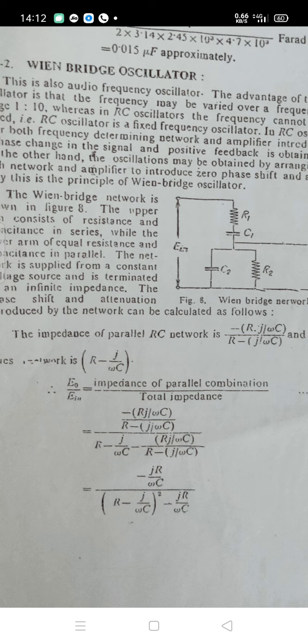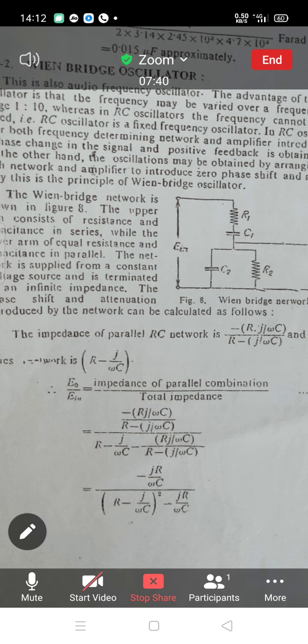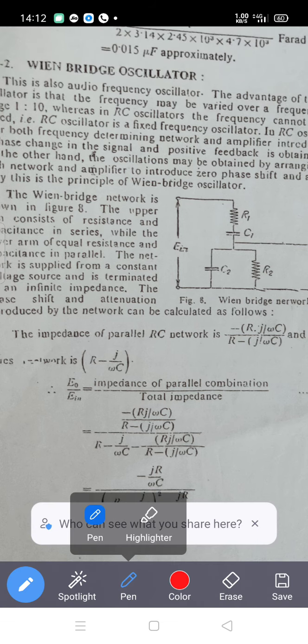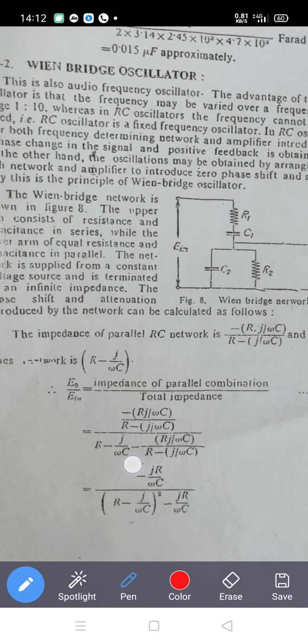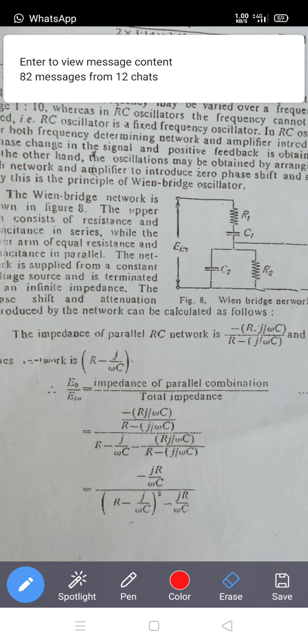Now just simplifying this equation and rearranging the terms, we get the equation like this. After rearranging and simplifying, we get minus jR upon omega C divided by R minus j upon omega C whole square minus jR by omega C. So this is the equation we got from the above equation. This is what we got for E0 by Ein, that is the impedance of the parallel combination divided by the total impedance.